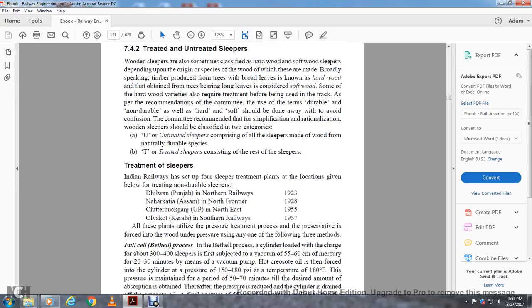The treatment of sleepers. Indian Railways has set up treatment plants at the locations given below for treating the non-durable sleepers: Dehradun, Northern Railway, Nakatia, Northern Frontier, Clutterbuck, Bangalore, North East Assam, Kerala, and Southern Railways. All these plants utilize pressure treatment as the process, forcing the preservative into the wood under pressure using any of the following three methods.